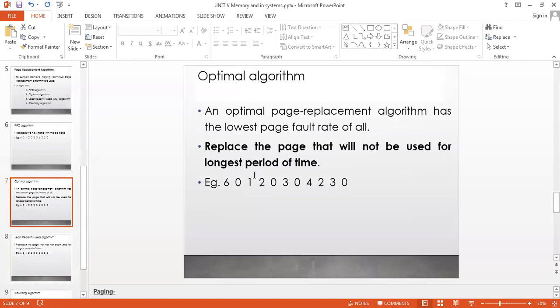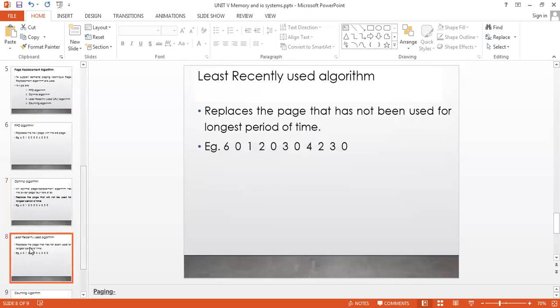Next, the optimal algorithm. The optimal replacement has the lowest page fault rate of all. It replaces the page that will not be used for the longest period of time. That means the page which the processor will not use for the longest period of time is replaced with the new one. Next, least recently used. Likewise, the page which has not been used for the longest period of time in the processor can be replaced with the new one. So the optimal algorithm is similar to the LRU algorithm, that is the least recently used algorithm.